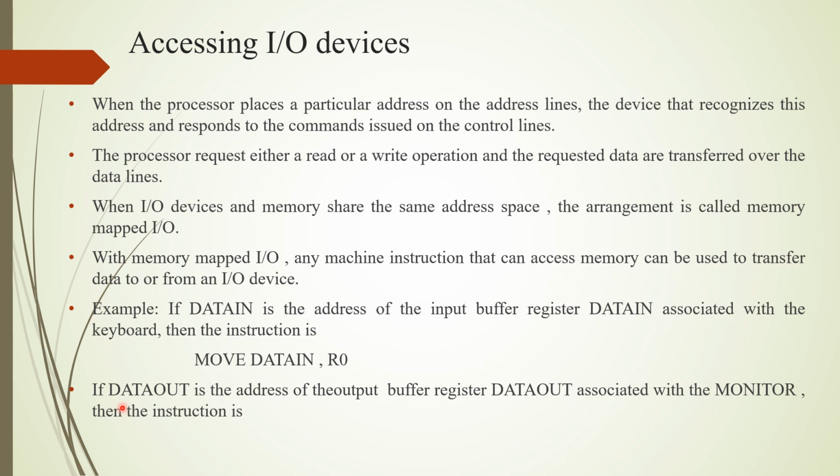Similarly, the output operation can be analyzed with an example here. If data out is an address of the output buffer register associated with the monitor, then we can use the instruction move R0, data out to transfer the content of R0 to the buffer register of the monitor with the address data out. Move acts as an opcode. R0 is the first operand. Data out is an address of the buffer register, and acts as the second operand.